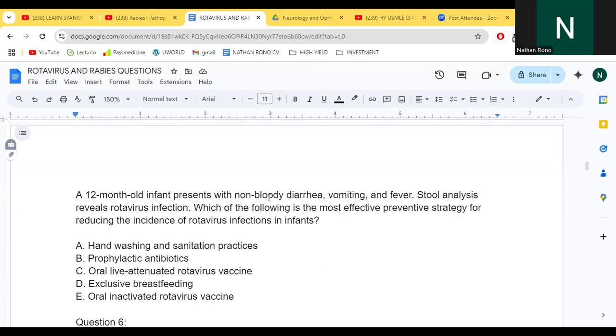A 12-month-old infant presents with non-bloody diarrhea, vomiting, and fever. Stool analysis reveals rotavirus infection. Which of the following is the most effective preventative strategy for reducing the incidence of rotavirus infection in this patient? So remember, the question is asking preventative strategy, not treatment strategy. And then we're looking for the most effective, okay? What's the answer?